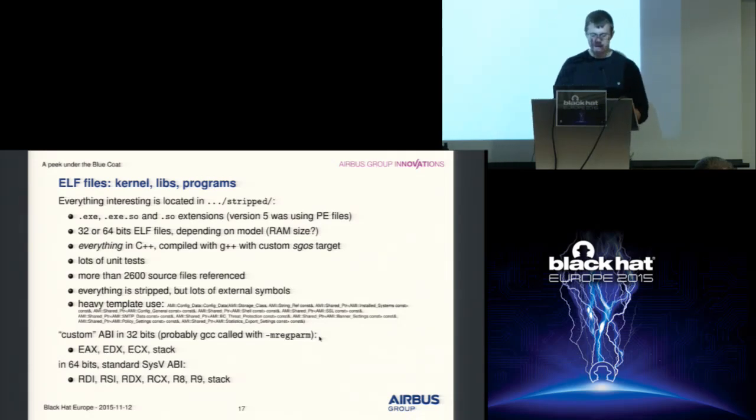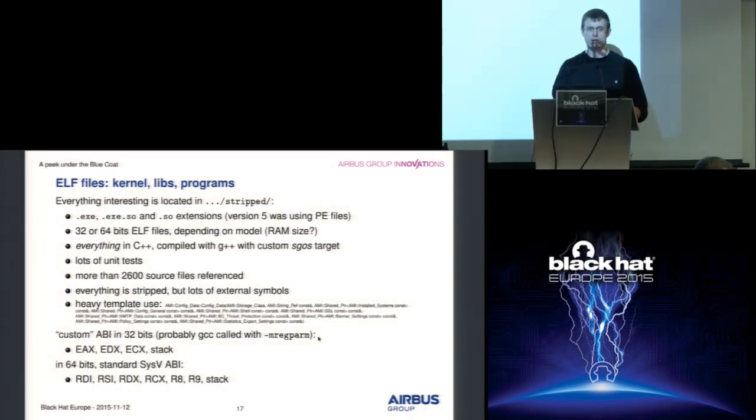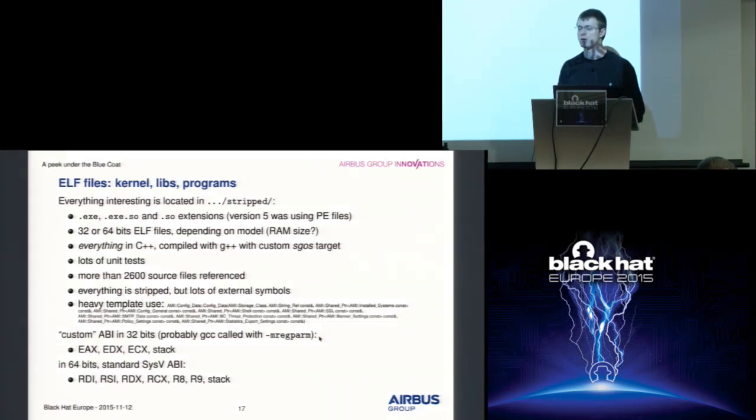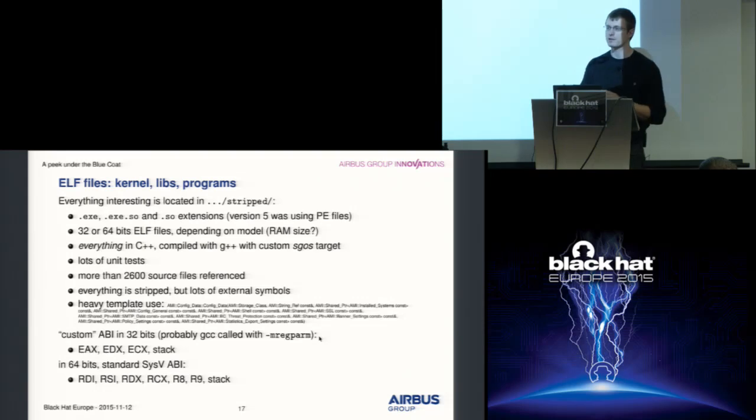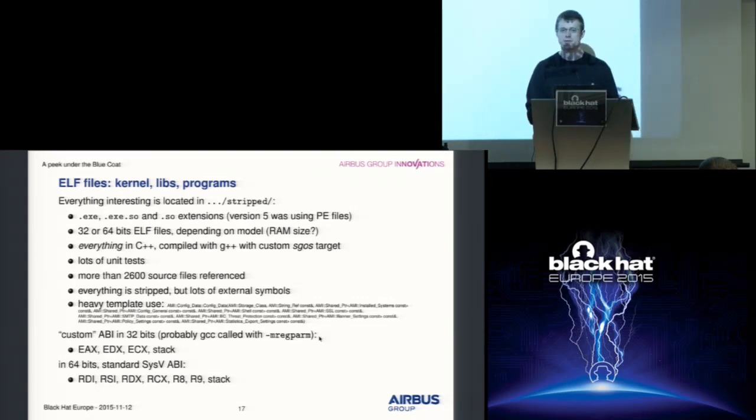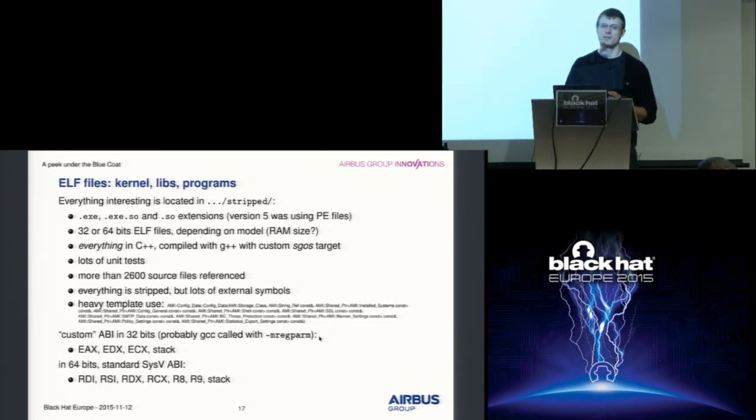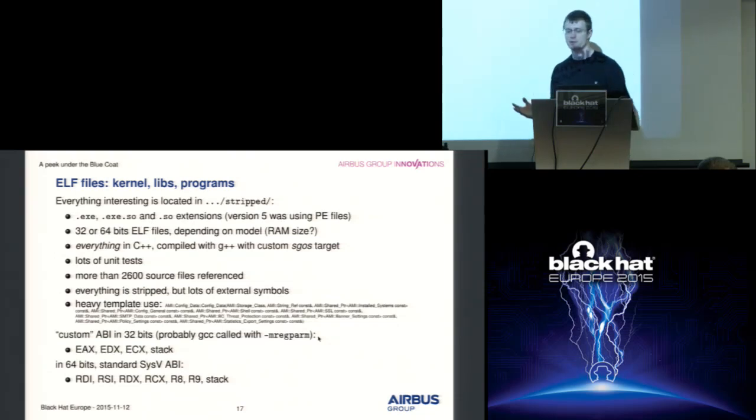We'll see why later. All the code written by Blue Coat is in C++, compiled with G++ with a custom target. All the binaries taken together amount to between 70 and 80 megabytes. You can imagine that, besides the open source libraries, everything is C++, so you have around 50 or 60 megabytes of C++ code to reverse engineer. So it's terrible.